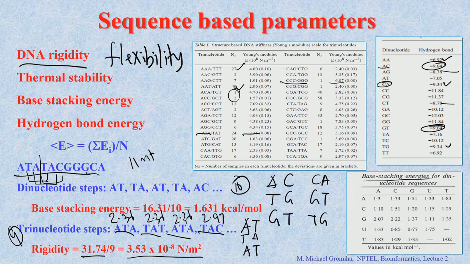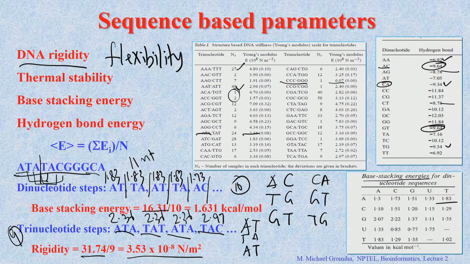Now how do we classify this: AT, then TA, then AT, TA, AC, and so on. What is the value for AT? 1.83 here, TA 1.83, AT 1.83, TA 1.83, and AC 1.73. So add up all the values, this will come to 16.31, divided by N minus 1. So there will be 10 dinucleotides.